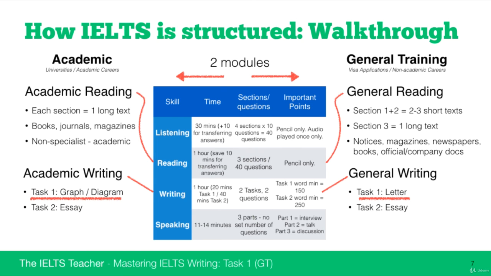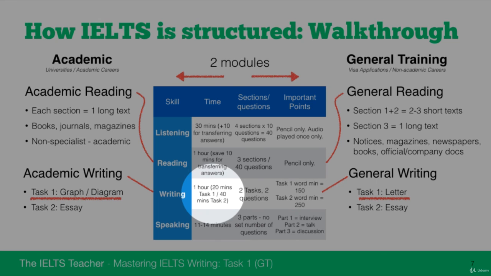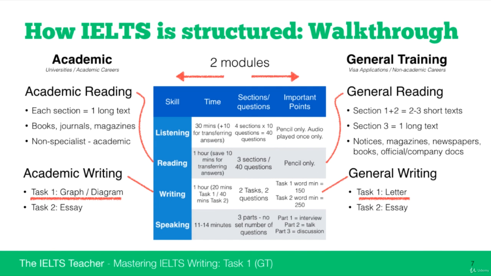In terms of time, you have 20 minutes. They advise you to take 20 minutes on Writing Task 1 and spend 40 minutes on Task 2. And you need to write a minimum of 150 words for your letter. So do keep that in mind. It's very, very important in terms of task achievement that you write at least 150 words.